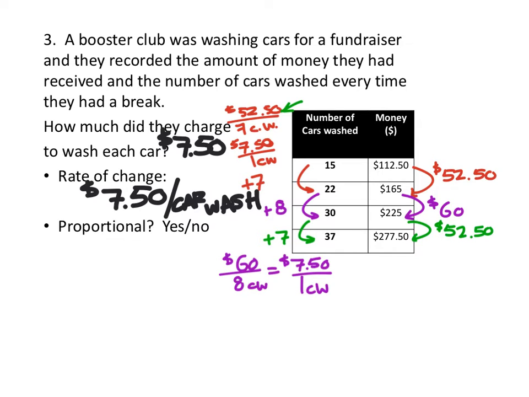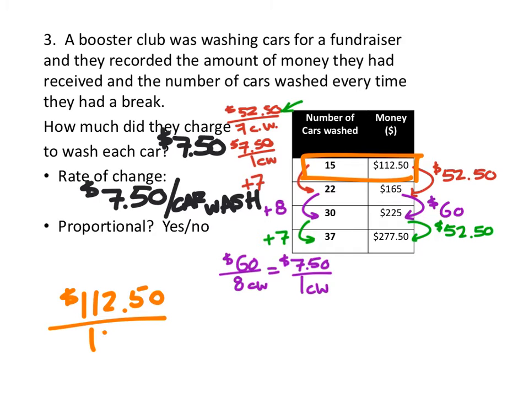scenario. So the final question is, is this proportional? It's a great question. So on this one, now we need to go back to the table, right? I'm going to look at this first row, and it compares $112.50 for 15 car washes. Now I'm going to simplify this in the calculator.